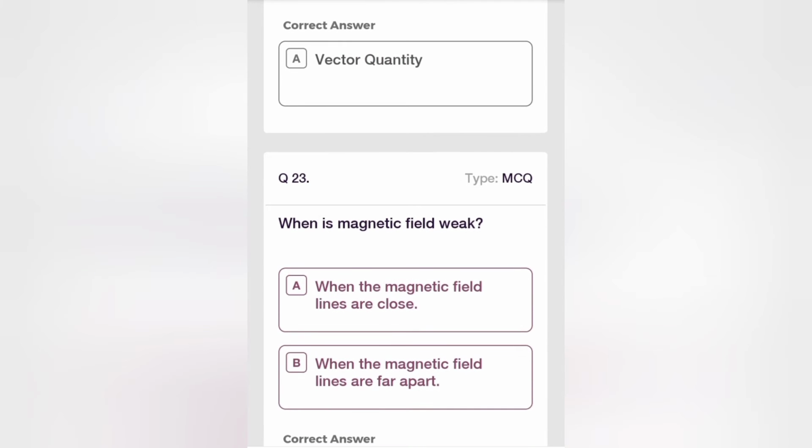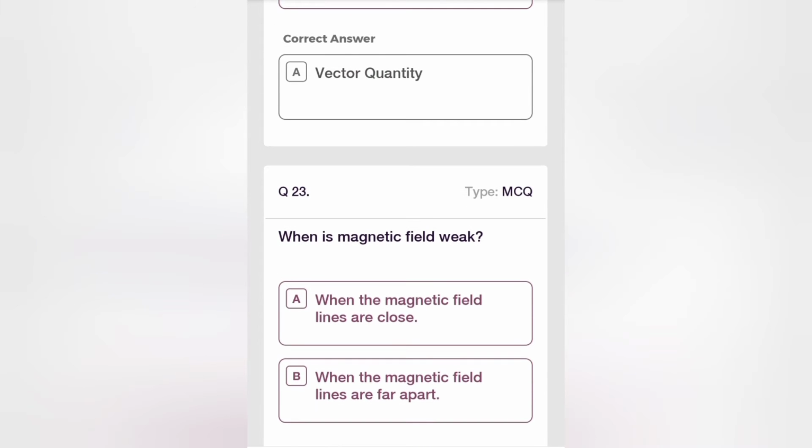When is the magnetic field weak? When the field lines are close, or when the field lines are far apart? When the field lines are far apart, we can say the magnetic field is weak. Option B is the correct answer.